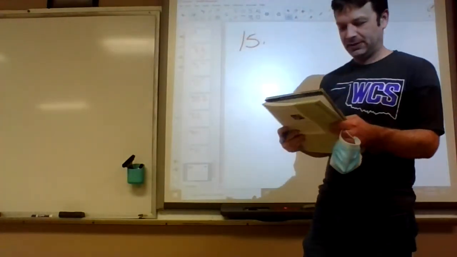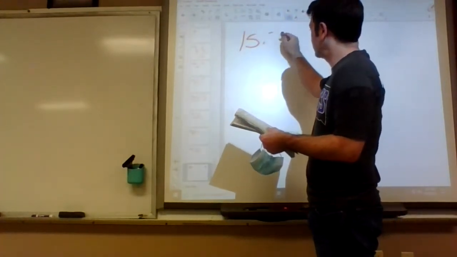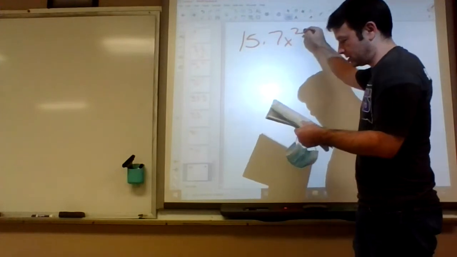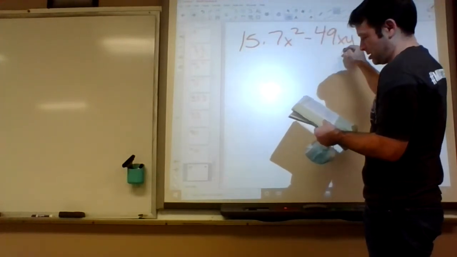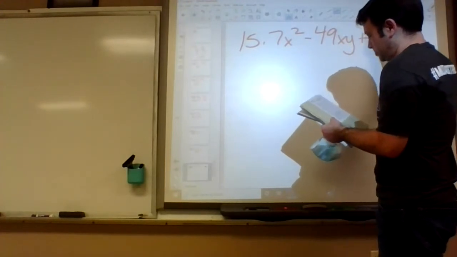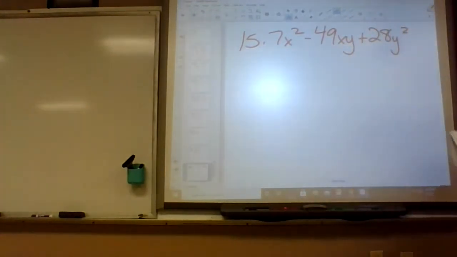15. 7x squared, it's a 3-term polynomial. Time to panic. 7x squared minus 49xy plus 28y squared. What's the biggest number that goes into all of them? 7.